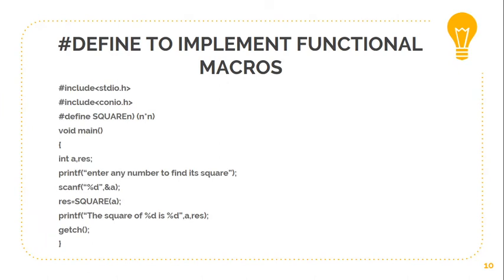Then this is an example for functional macros. Here I have defined a function called square of n, which is going to be n into n. It is going to calculate the value of n into n.